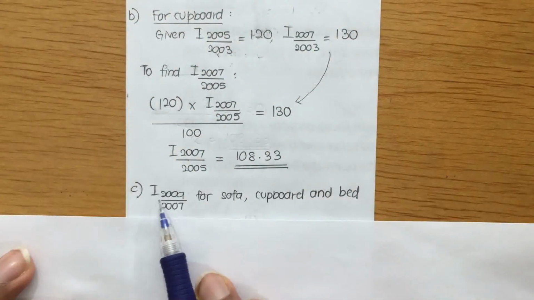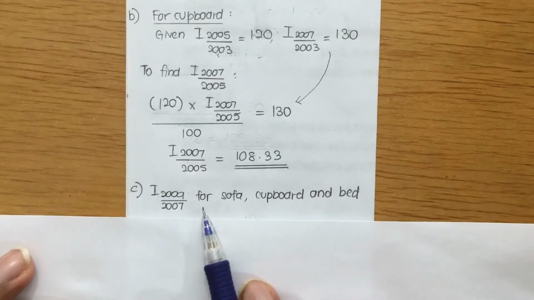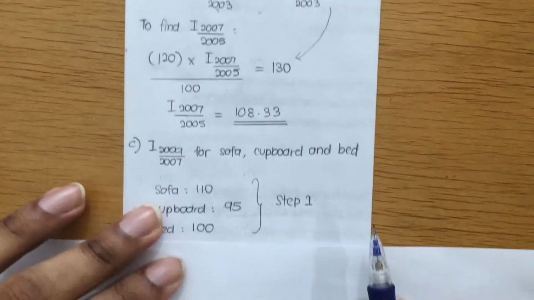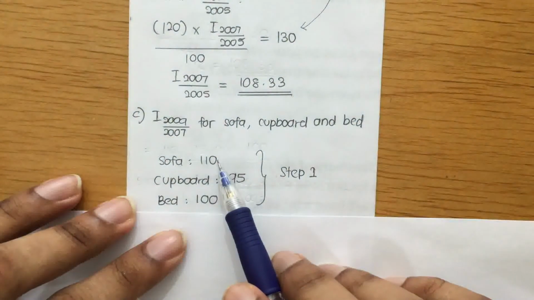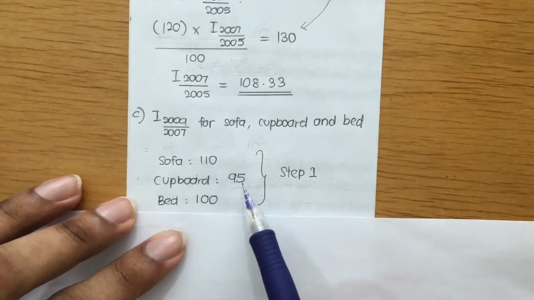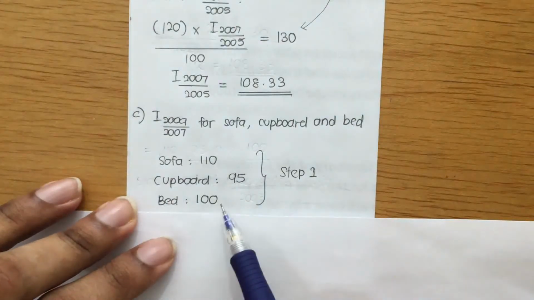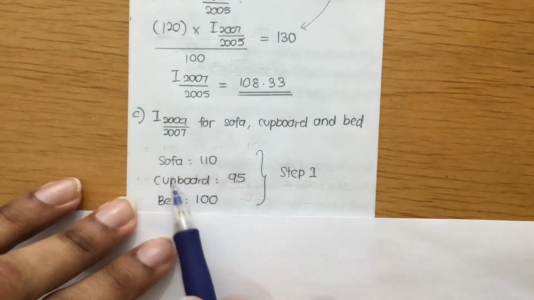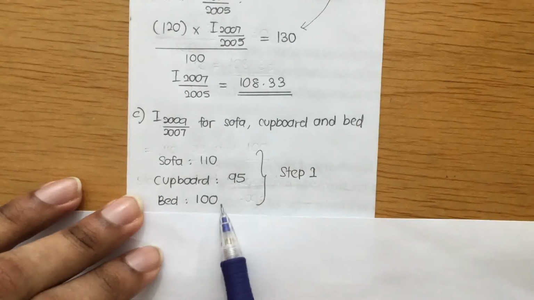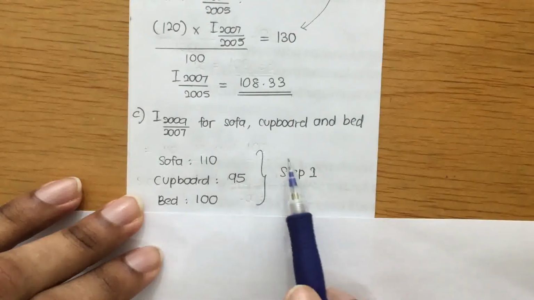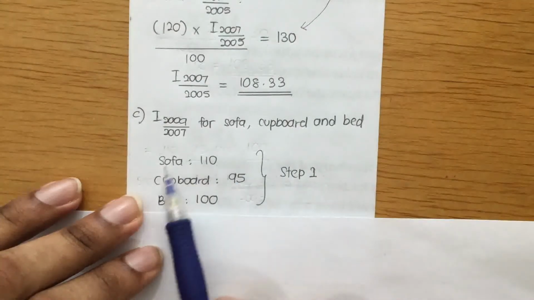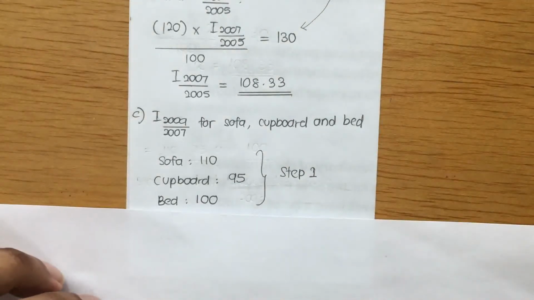Price index for the year 2009 based on the year 2007 for sofa, cupboard and bed. The question has already given us that sofa has an increment of 10%, cupboard has a decrement of 5%, and bed is unchanged. So your new price index will be 110 for sofa, 95 for cupboard, and 100 for bed, because the bed's price index is unchanged. So this will be your first step, guys. You need to identify the new price index.